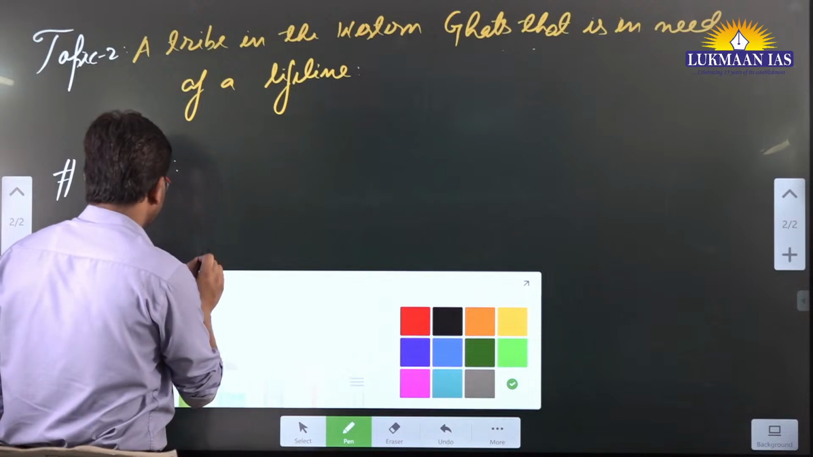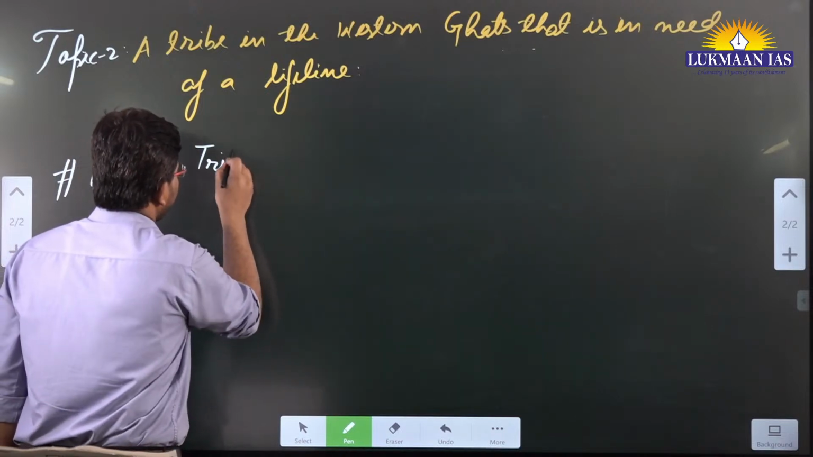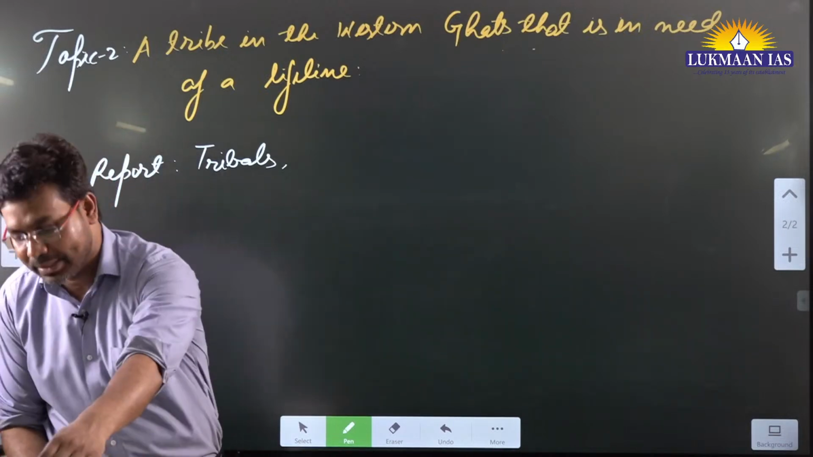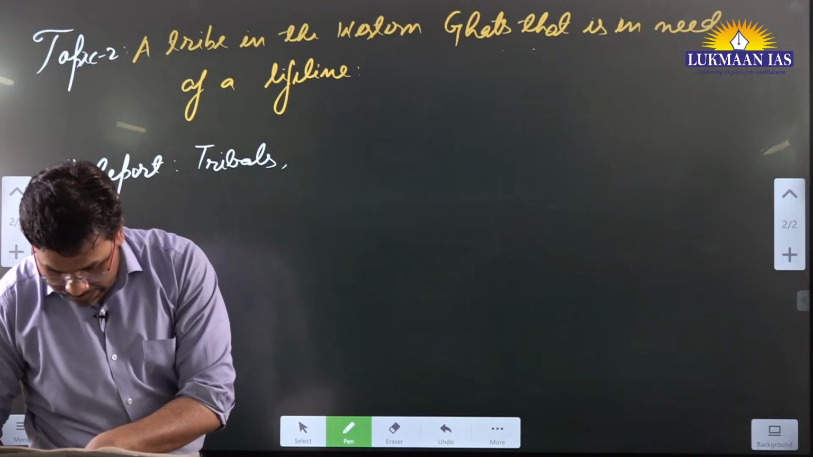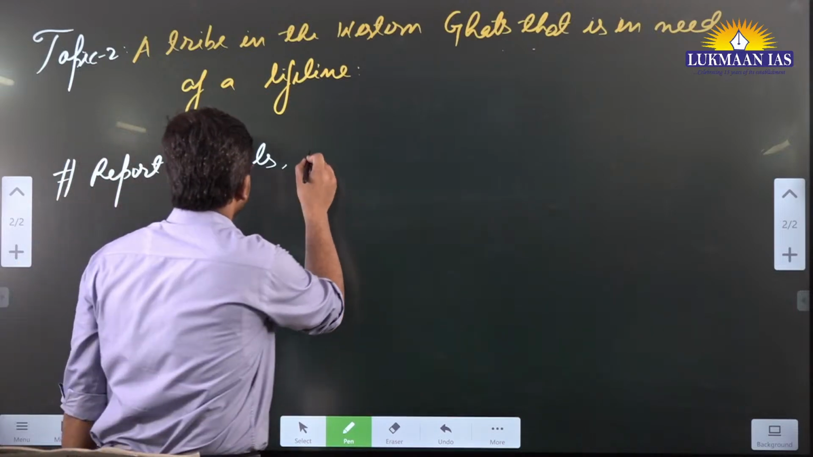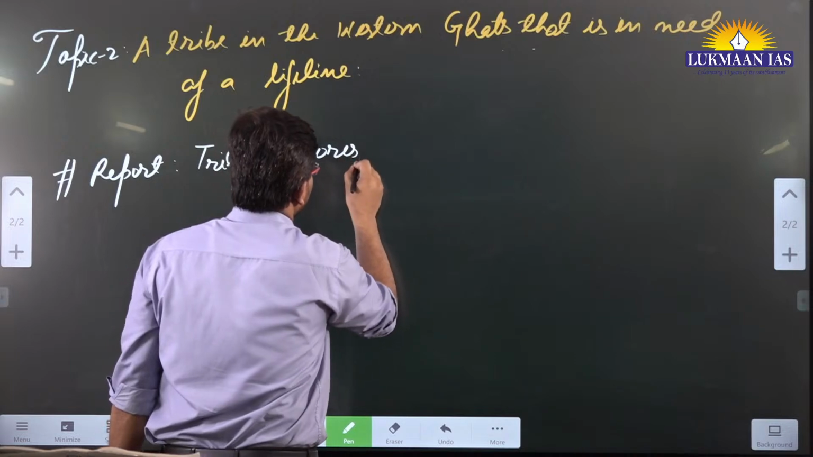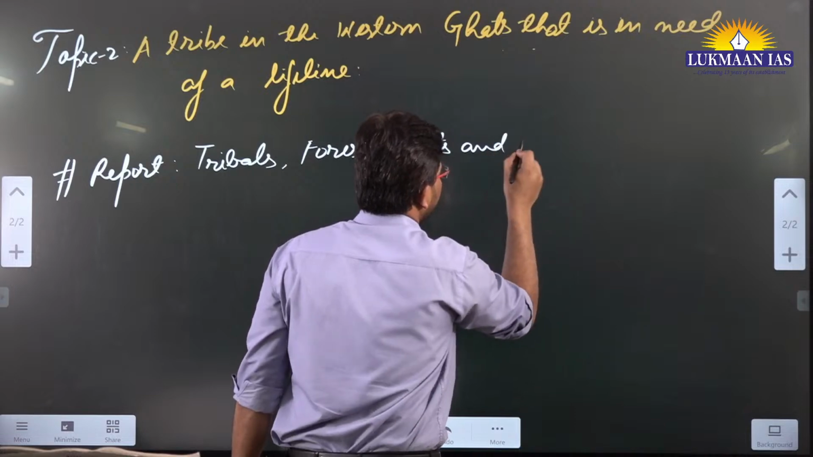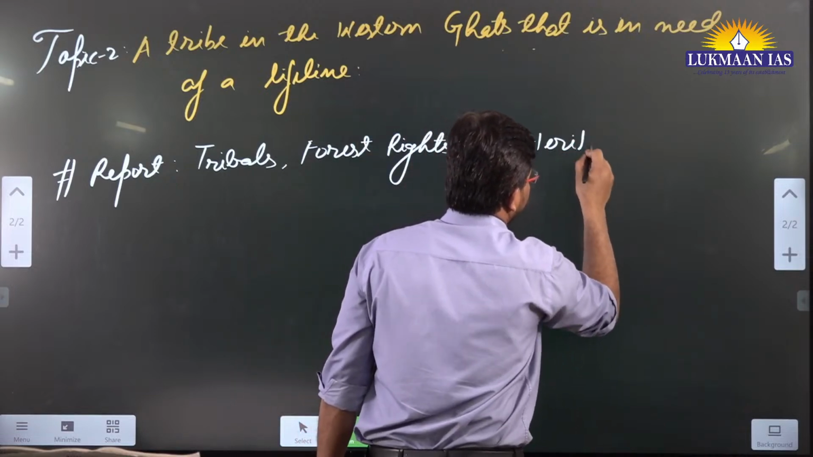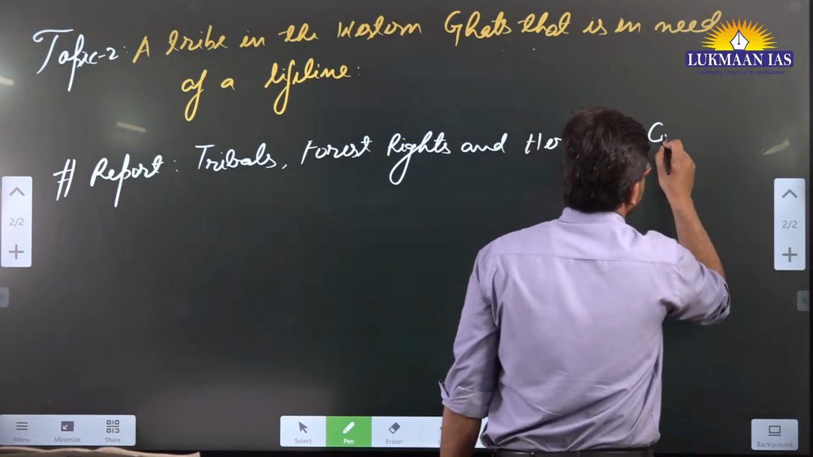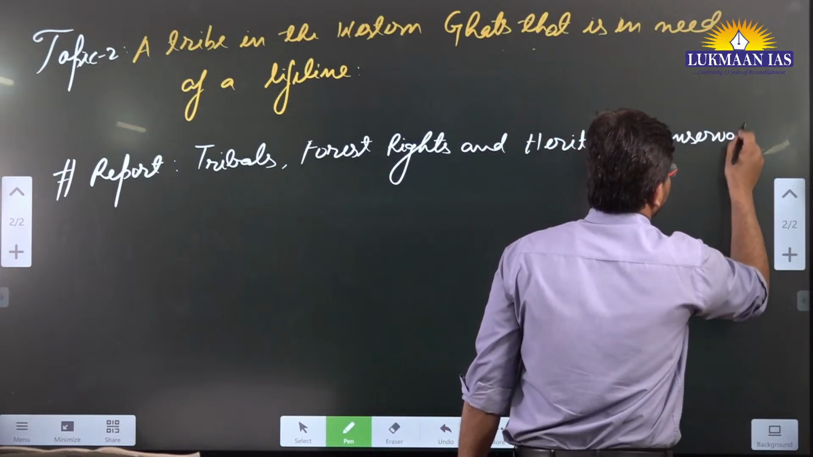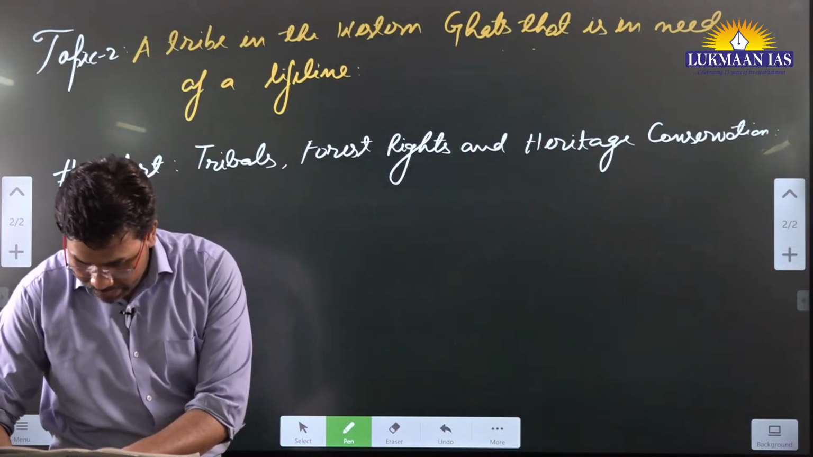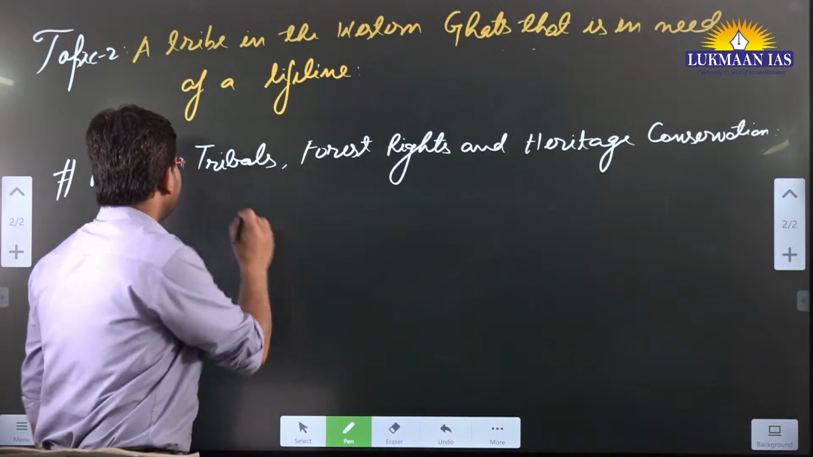Okay, so the report name is mentioned in the newspaper itself. It is Tribals, Forest Rights and Heritage Conservation. Tribal forest rights and heritage conservation: a study of Western Ghats in Karnataka.